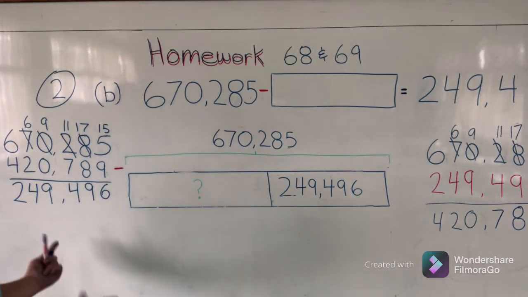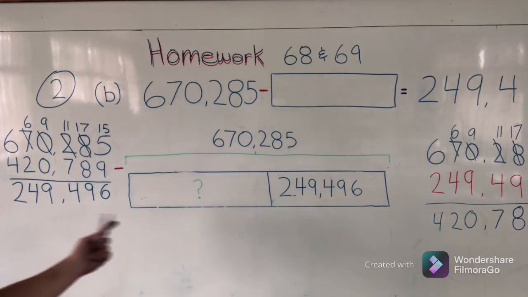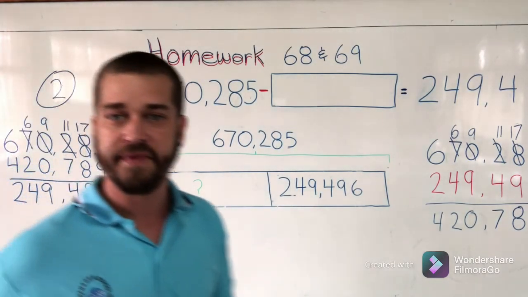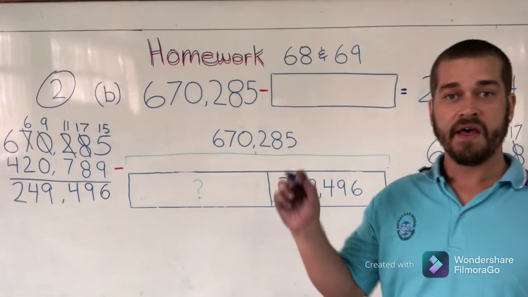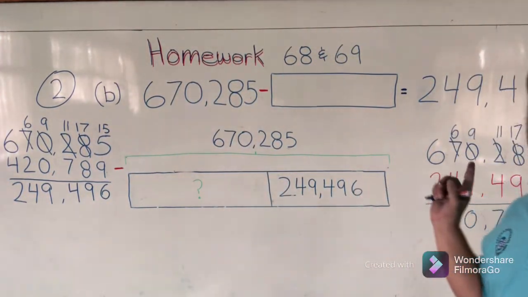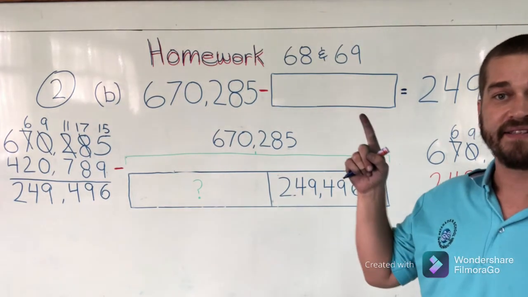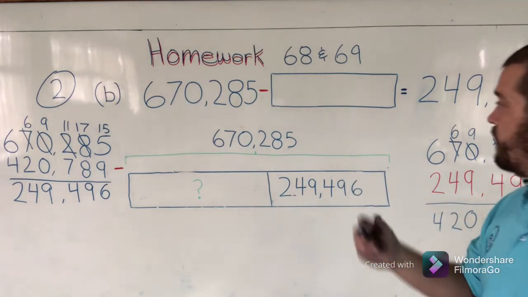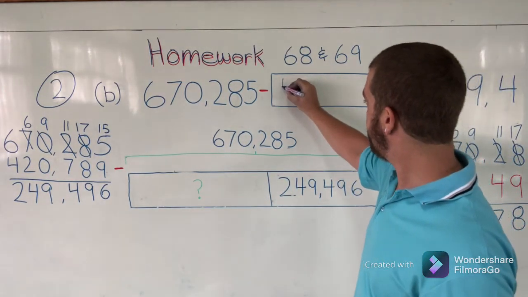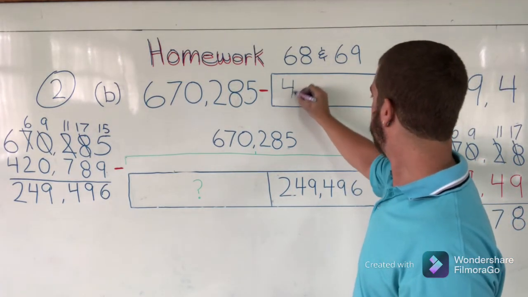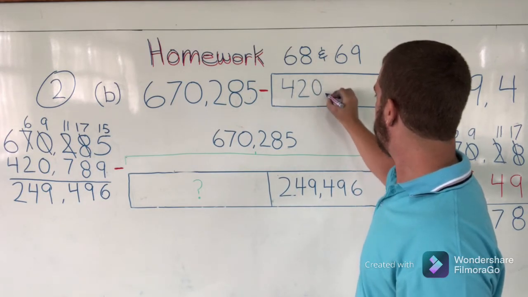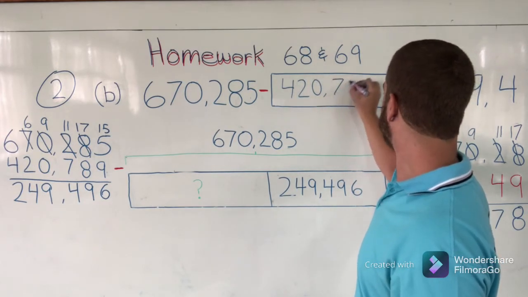Doesn't this number look exactly like this number? Yeah. So this checks. We know for sure that the number we found here is correct, and it goes right here. So we're going to write our number right here, and that will give us the answer.